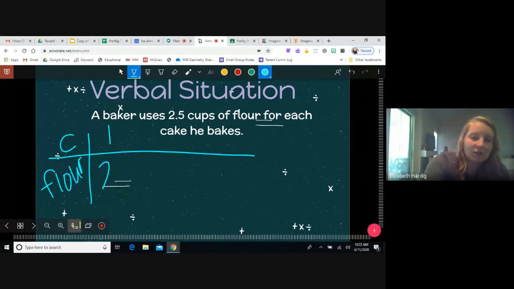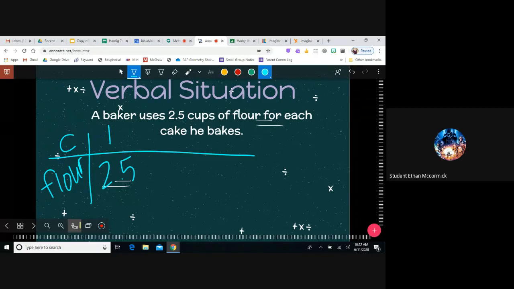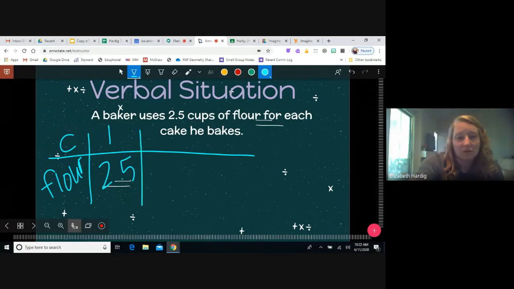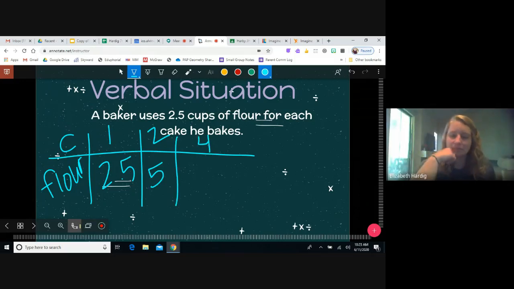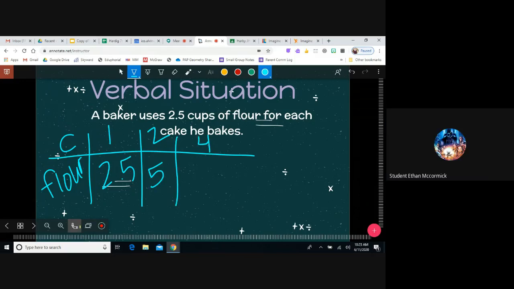For 1 cake, it takes 2.5. Well, what about for 2 cakes? Oh, okay, for 2 cakes, it'd be double that. It'd be 5 cups. Good. What about 4 cakes? 10. Good.